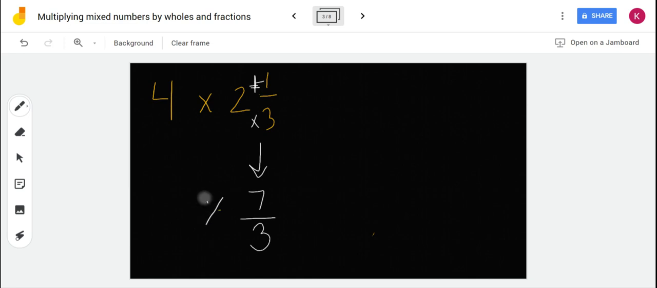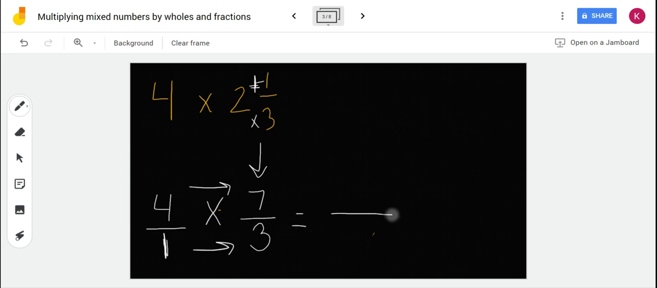I can drop my multiply sign. And I'm not just going to leave this as a whole number of 4, but I'm going to make it a fraction by putting a denominator of 1 underneath it, because whenever we put a denominator of 1, that equals a whole number. And just like you have learned, we multiply straight across in the top, straight across in the bottom.